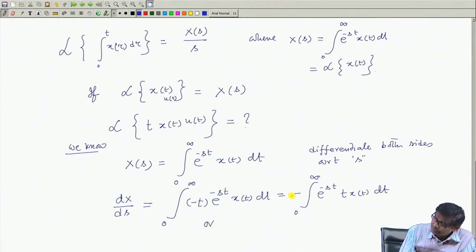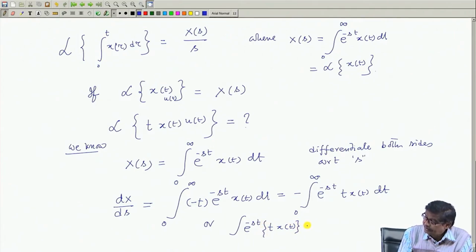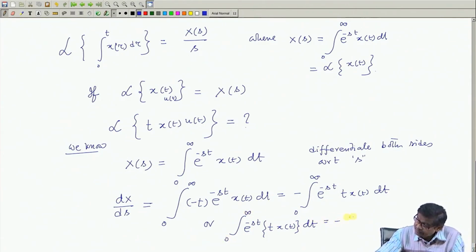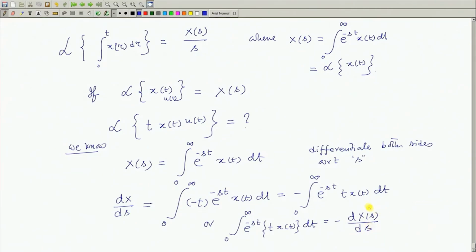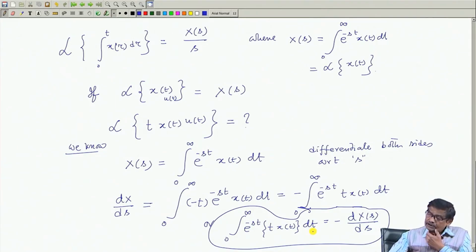Or I can say, if you bring the minus sign to the left, the integral from 0 to infinity of e to the power minus s t into t into x(t) dt is equal to minus dX/ds. Therefore, it is interesting to note that if you know the Laplace transform of a function x in terms of s, then the Laplace transform of the same function when multiplied by t will be simple differentiation of that function preceded by a minus sign.